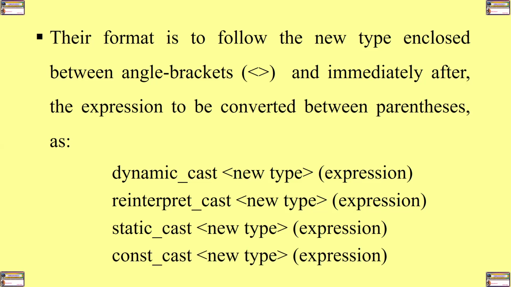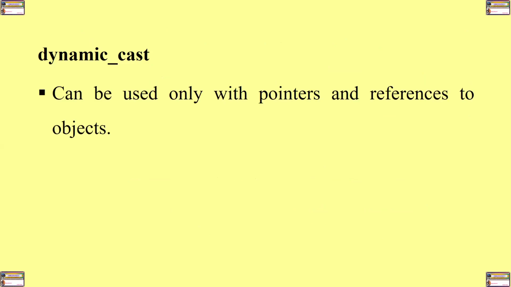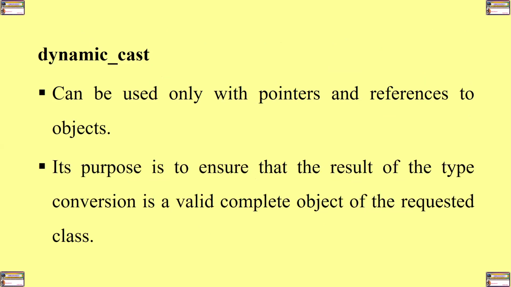So the format is the type of cast, for example, dynamic_cast, followed by the new type that we want our variable to get, and the expression. How do we work with each of them? Let's begin by looking at dynamic_cast. Dynamic_cast can be used only with pointers and references to objects.